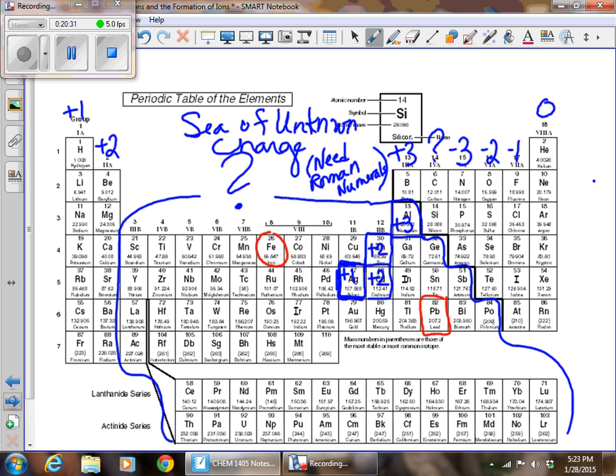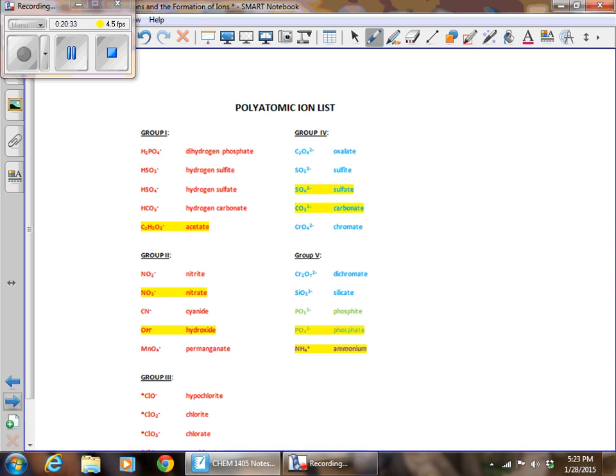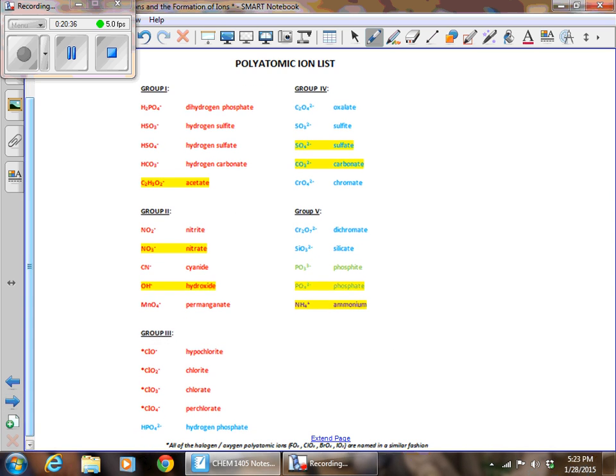Well, I'm going to skip over a couple of pages to this page. This page is a list of polyatomic ions that I want you to be able to recognize. And if it has more than one atom in it, then you know that you're dealing with a polyatomic ion, so you need to look it up on this chart.